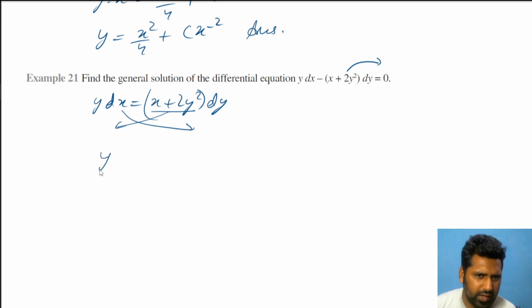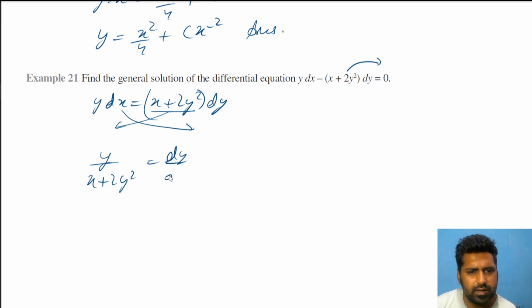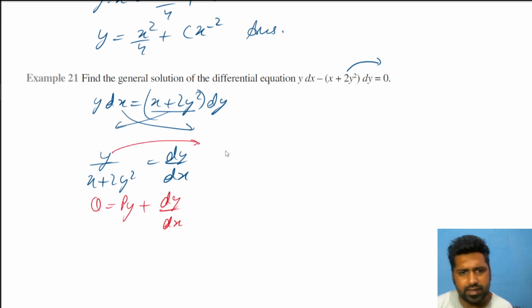So y upon x plus 2y square is equal to dy by dx. Now is there any way you can think of this, comparing it with the form dy by dx plus py is equal to q? Is there any way you can get y on the left side? Can we take this y on the right side? No, because of the denominator. So this is not a linear differential equation, first of all.